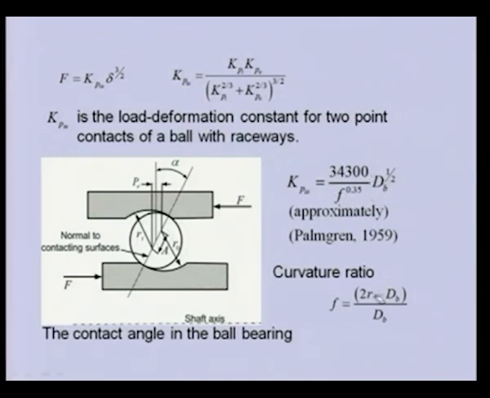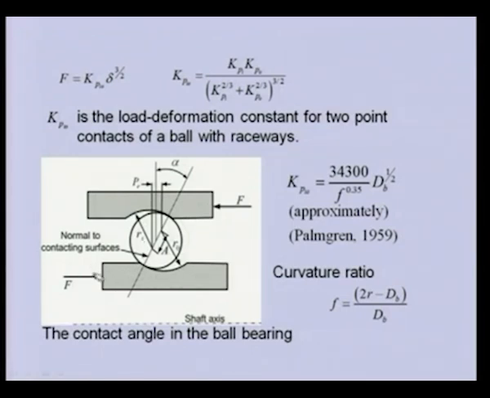and f is given as the curvature ratio, which is given like this, where R is the groove radius. In this figure you can see the groove radius clearly. So this is the radius of the groove, which is the groove radius. This is the deep groove ball bearing.